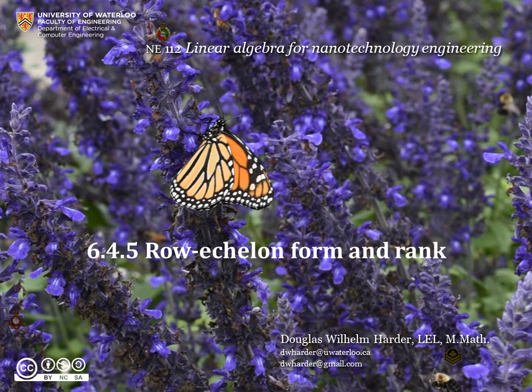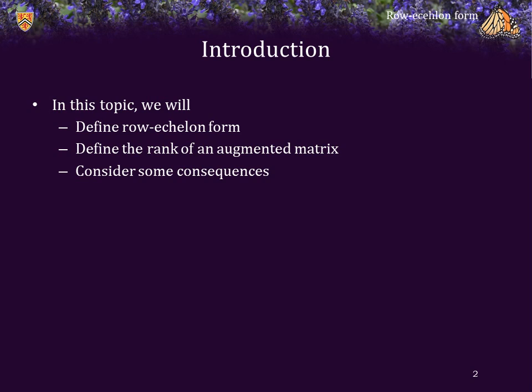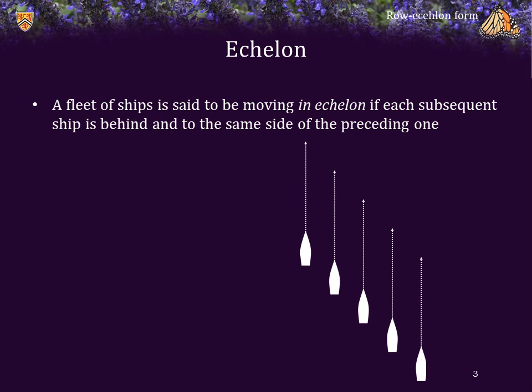We're going to look at row echelon form and rank. So in this topic, we will define row echelon form for an augmented matrix. We will then define the rank of an augmented matrix, and we will consider some consequences. First, to begin with a definition.